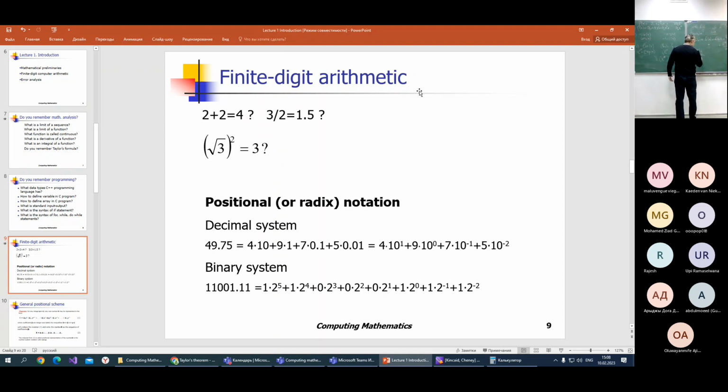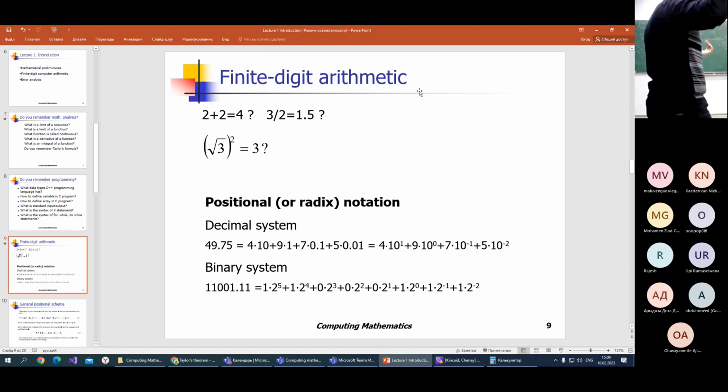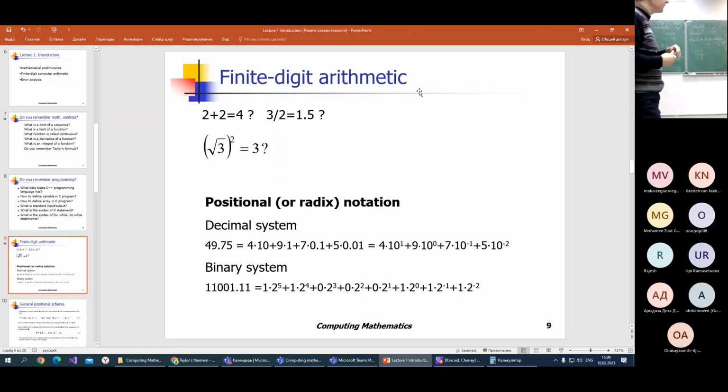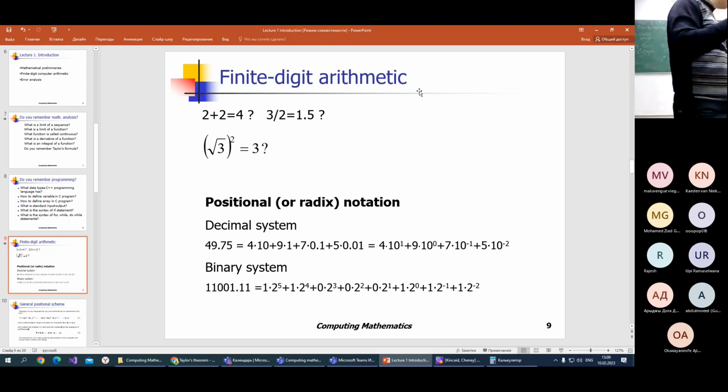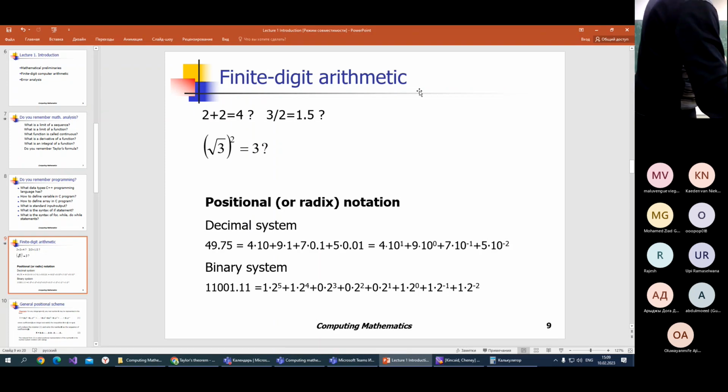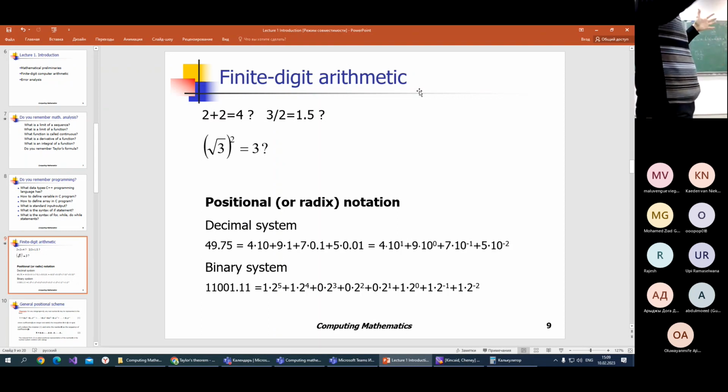A very simple number, for example, 0.3. 0.3 also cannot be written in binary system with a finite number of binary numbers. 0.5 can be written. Well, I just want to stress that there are a lot of numbers that are very simple from the first point of view, but cannot be represented in computer with finite number of digits.